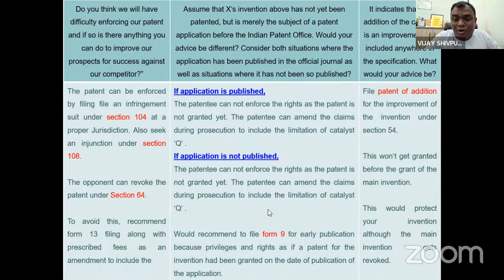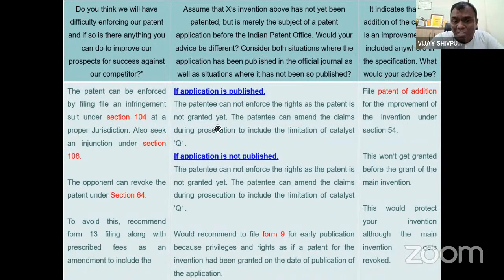And how can I avoid this? The answer is very simple. In case you have gone through the amendment of patent, you can do it under section form 13 with the prescribed fees to include Q to avoid the revocation. See, there is no question of infringement or non-infringement here. There is definitely an infringement as long as the information is given.